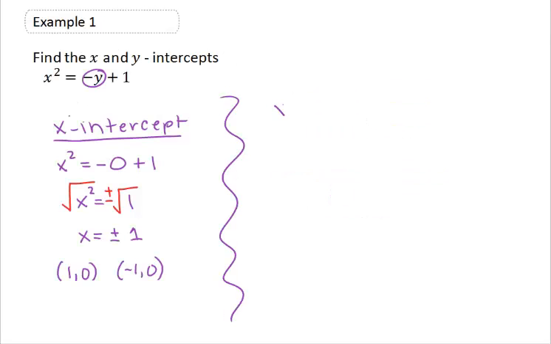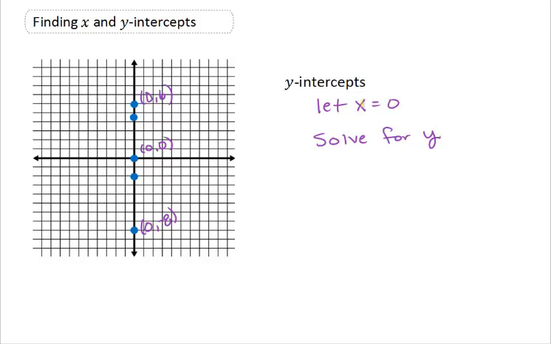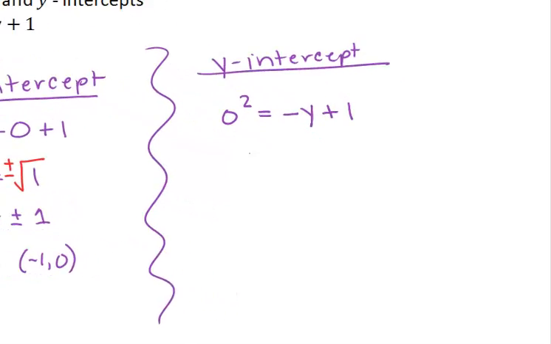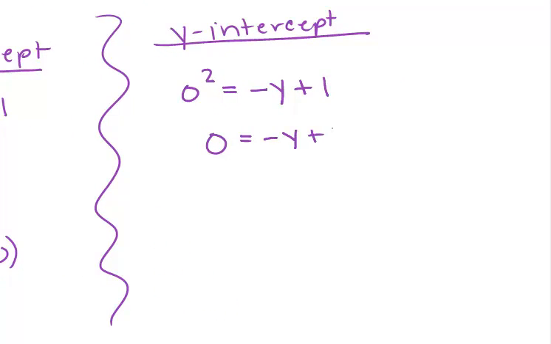Let's go ahead and figure out what our y-intercept is. Again, we find our y-intercept by letting our x value be 0. So in my equation, I'm going to let my x value be 0. That gives me 0 squared is equal to negative y plus 1, which gives me 0 is equal to negative y plus 1. To isolate my y variable, I'm going to add y on both sides. That gives me y is equal to positive 1.